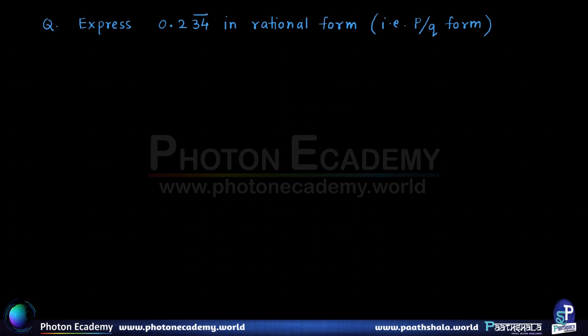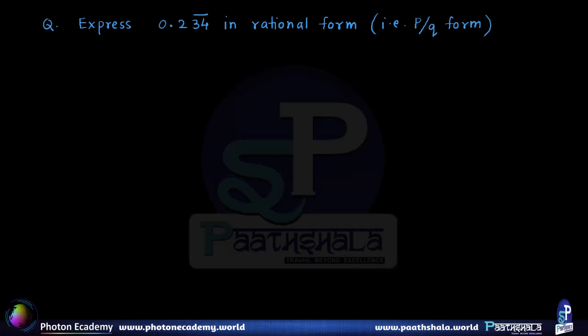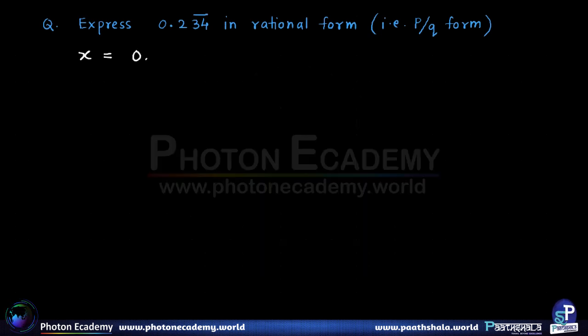So there are two ways. First we will see the shorter and simpler way, which actually does not involve the infinite series formula as such, but we will also see how we can represent this number using infinite series and evaluate the same. Right. Now to begin with, let us call this required number x, which is 0.2 and 34 recurring.